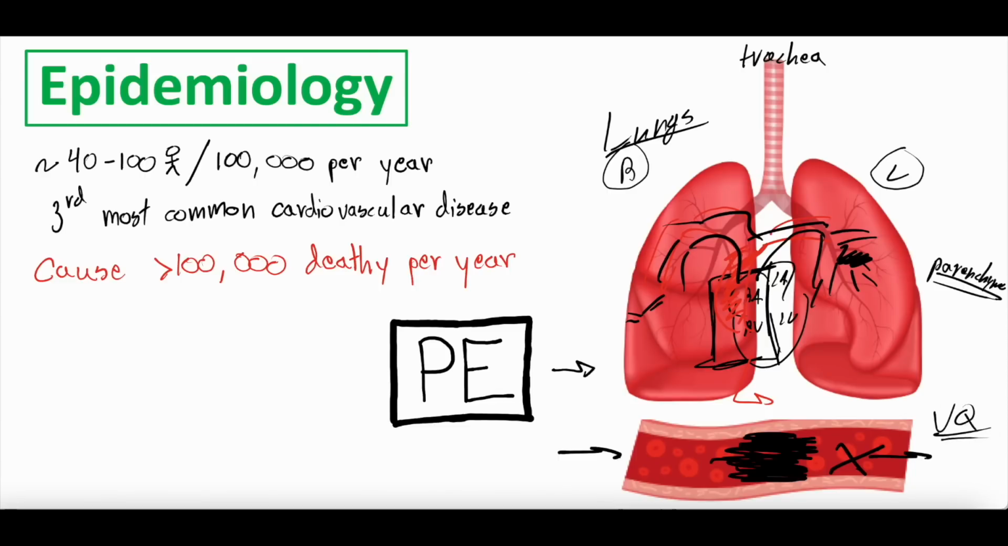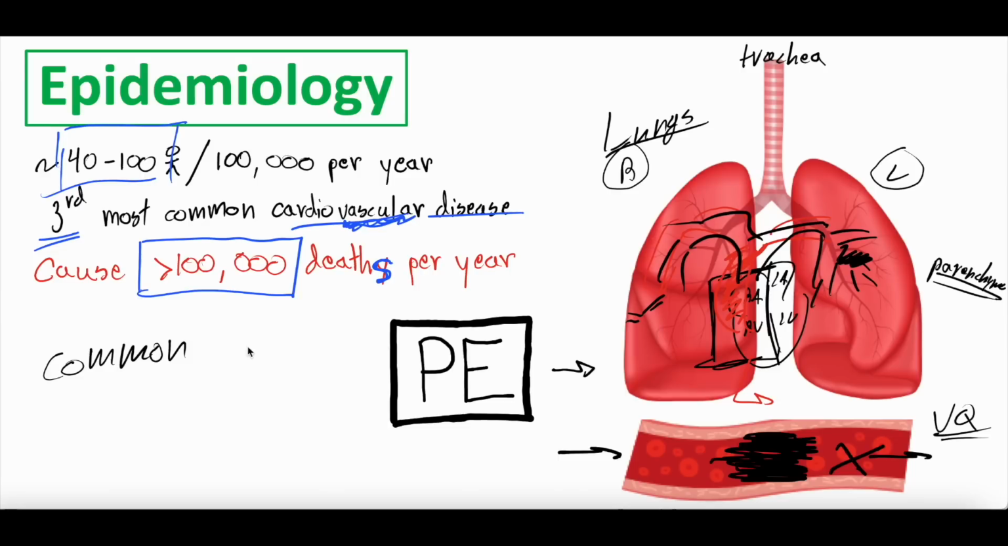When we think about how many people this affects, it's more common than you'd think, about 40 to 100 people per 100,000 people per year, and this is probably an underestimate. It's the third most common cause of cardiovascular disease. Blood vessels are vascular, so even though it's in the lung, it's the third most common cause of cardiovascular disease in people. And it leads to more than 100,000 deaths per year. So this is a fairly common disease, not like the flu common, but fairly common.